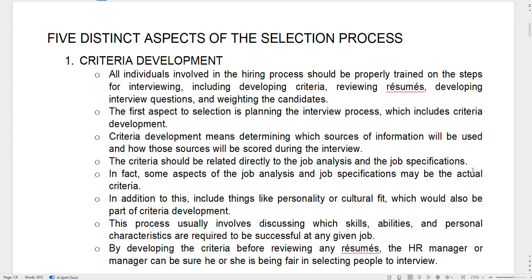Now, I like this part. Why? Because guys, it is very true that once you have first-hand information about the resumes, about the content of it, it will affect your decision.